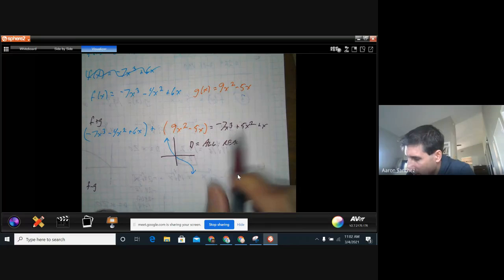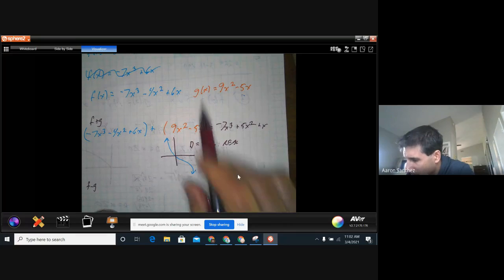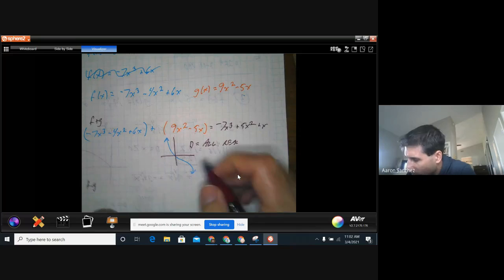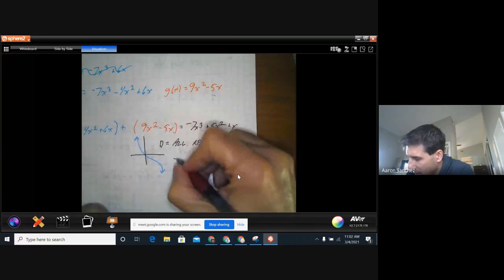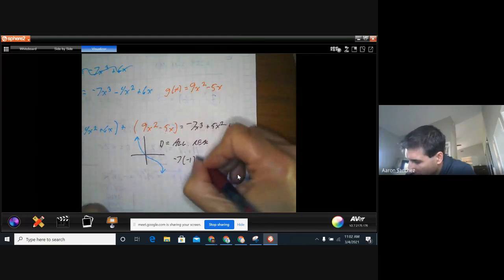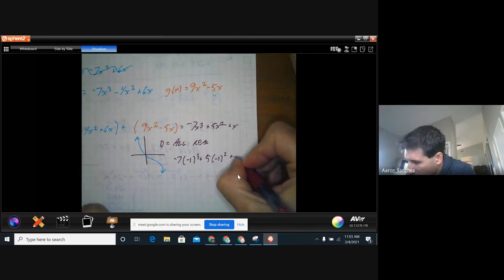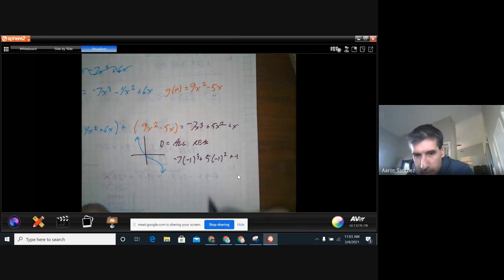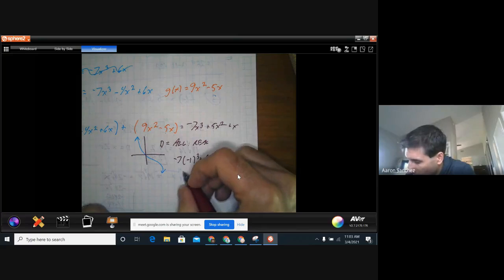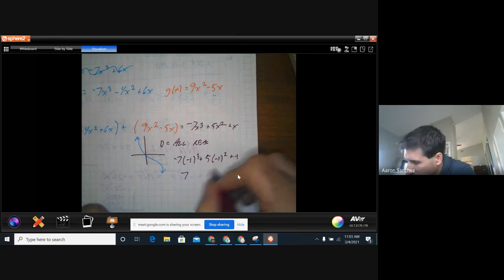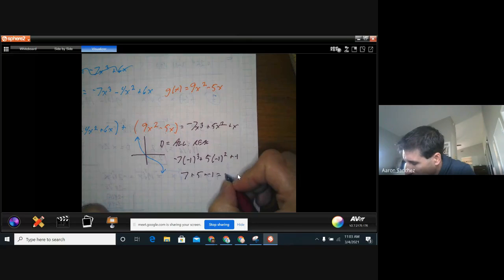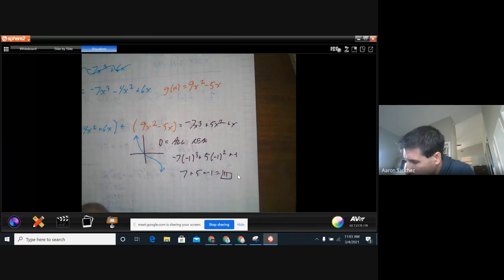And then we've got to plug in x equals negative 1. Negative 7 times negative 1 cubed plus 5 times negative 1 squared plus negative 1. Negative 1 cubed is negative 1. Negative 7 times negative 1 is 7. Plus negative 1 squared is 1 times 5 is 5. Plus negative 1: 12, 11. That seems right to me.